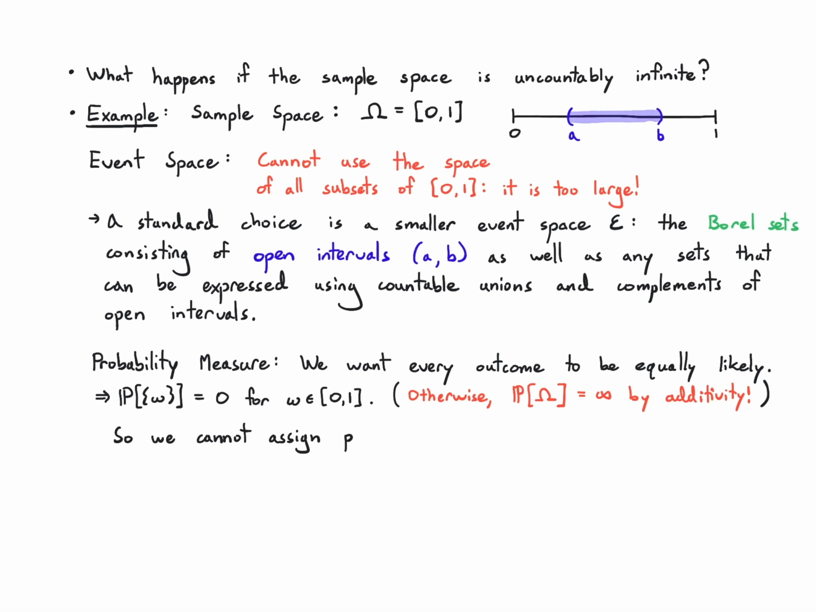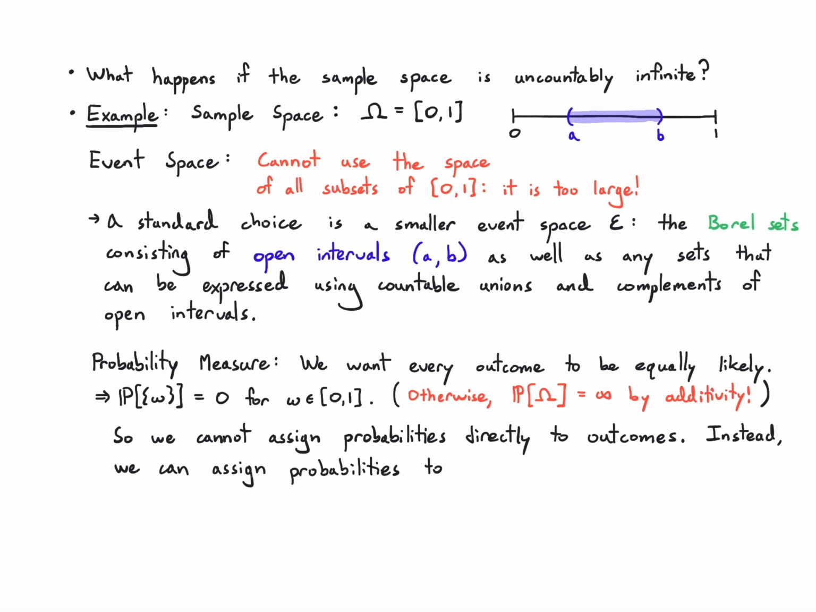Okay, so I'm not allowed to do this. I cannot assign probabilities directly to outcomes. And this is what we were talking about before, that it's a little dangerous to just think about probabilities as going to outcomes. They have to go to events. In this case, we're going to assign probabilities to the open intervals. Okay, so we're going to say that the probability of A to B is just B minus A. It's the length of the interval.